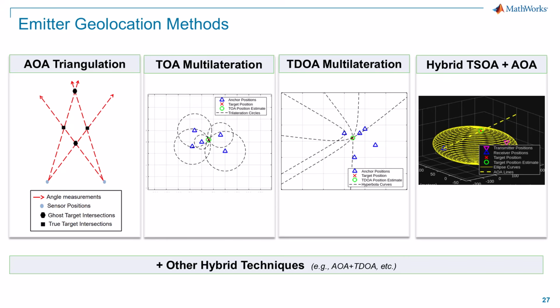TDOA multilateration: hyperbola intersections from receiver pairs, no transmitter cooperation needed, and it's the most practical for passive systems. And hybrid TSOA plus AOA combines bistatic range ellipses with angle measurements in 3D, which is powerful for passive radar with directional receivers. Plus other hybrid techniques like AOA combined with TDOA that fuse different measurement types to improve accuracy and resolve ambiguities. The right method depends on your operational constraints, the available sensors, the synchronization capability, and collection geometry.